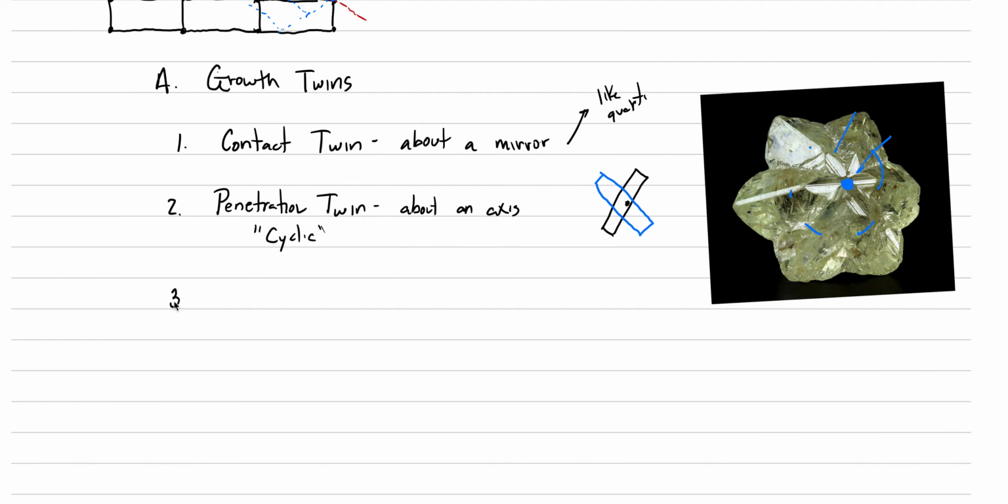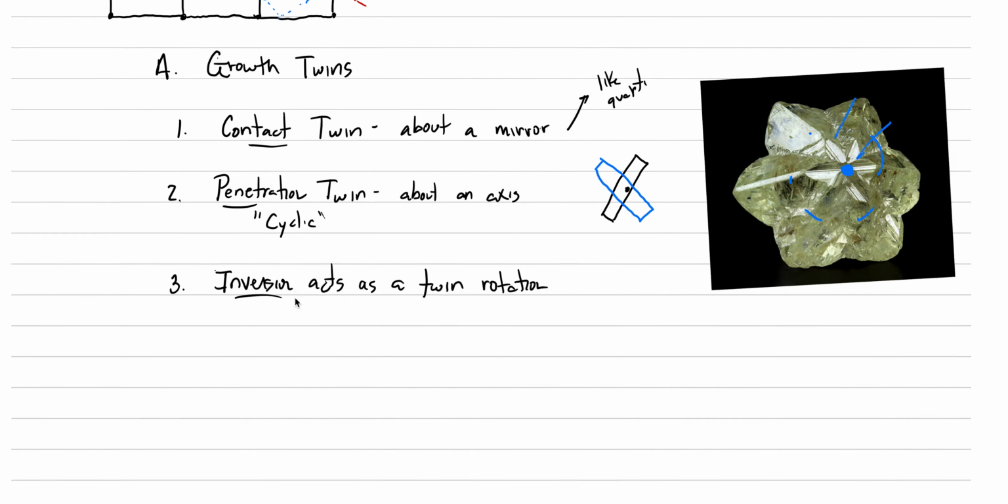A third type, this is probably the hardest to visualize, it's when you have an inversion. So the inversion acts as a twin rotation. Boy, these had a really nice name, contact twin. This had a really nice one too, penetration. This has a terrible one. So we'll just call it an inversion twin.